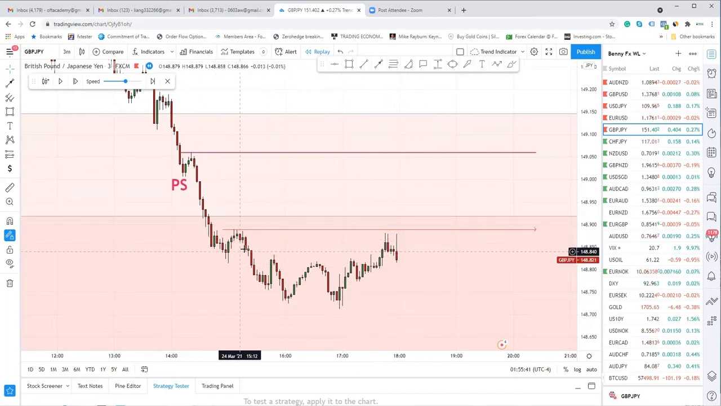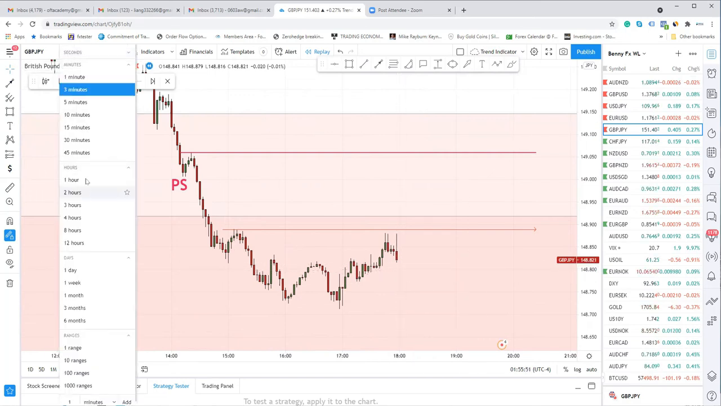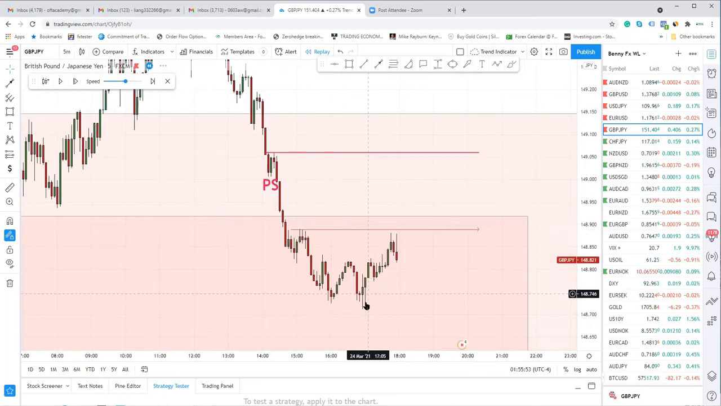This is the selling climax. This is the spring. This could be another spring, and the test bar is here. Now, if we see another test bar, we can already enter, right? So this is a 3 minutes time frame. So let's go to the 5 minutes time frame. This is even clearer, right?